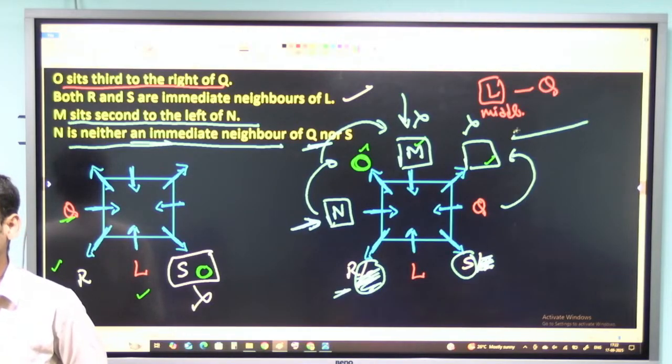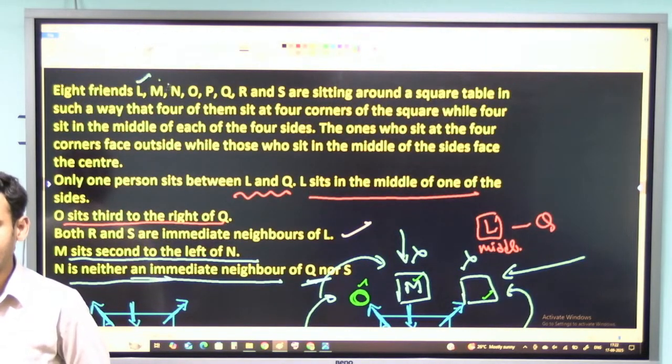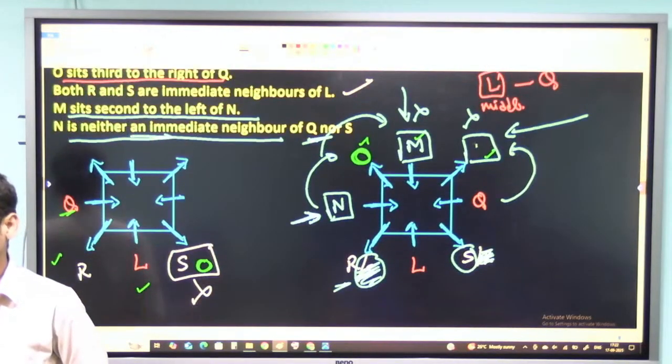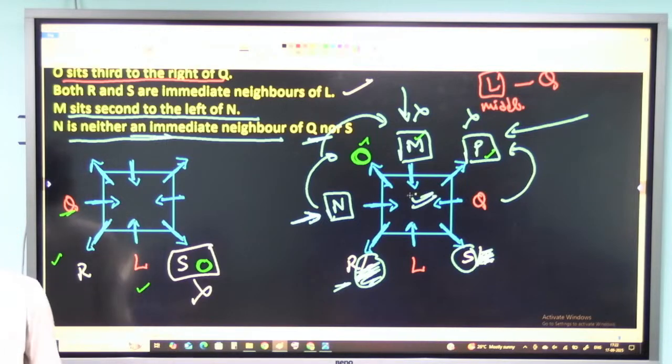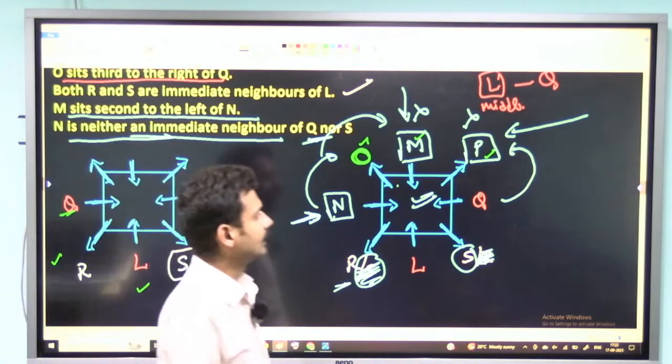But we are still left with one person. Let us see who that person is. So we have fixed L, we have fixed M, N, O, Q, R, S. Everyone is fixed except P. So the remaining place should be of P, and this is the final arrangement. Now, if you check, all the conditions are satisfied here.